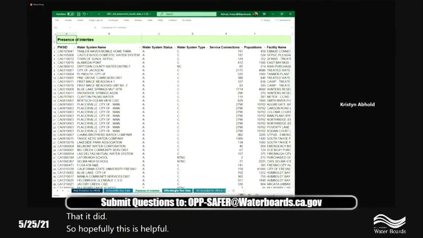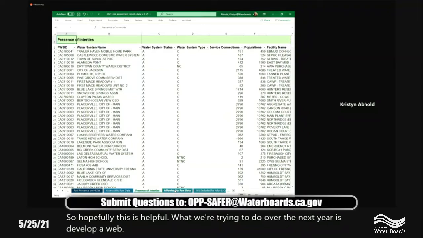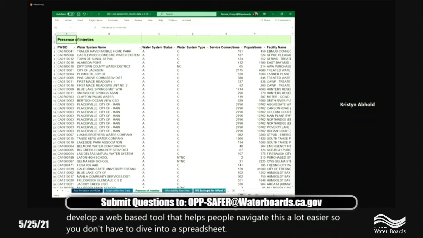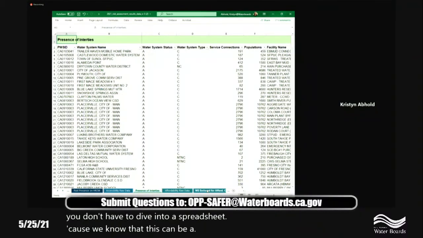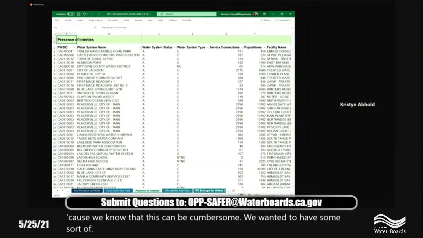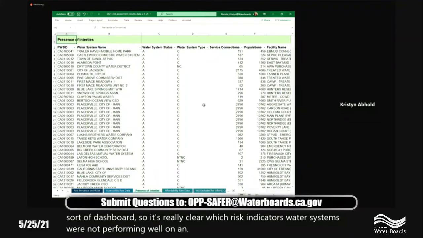What we're trying to do over the next year is develop a web-based tool that helps people navigate this a lot easier, so you don't have to dive into a spreadsheet, because we know that this can be cumbersome. We want to have some sort of dashboard so it's really clear which risk indicators water systems were not performing well on, and understand why.